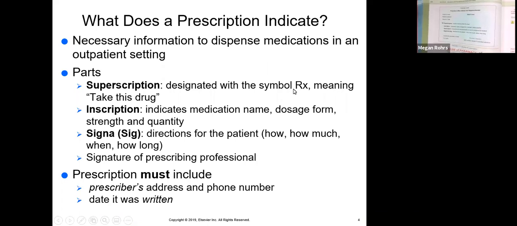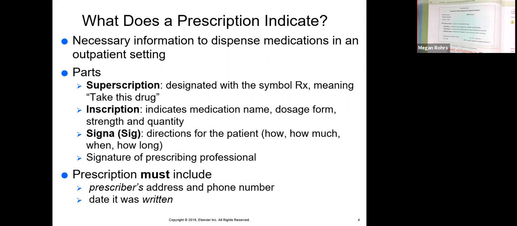That's always going to be followed by the inscription, which is going to tell us the medication name, dosage form, strength, and quantity. Now, a lot of times prescribers don't take the time to write out the dosage form. That should just be implied. However, that is involved in the inscription as well. And then we have the signa or the signatura. We usually just refer to that as the SIG. So that's going to be the directions for the patient on how to take the drug. So how to take it, how much, at what time, and for how long.